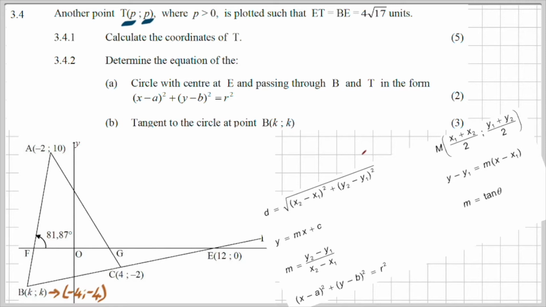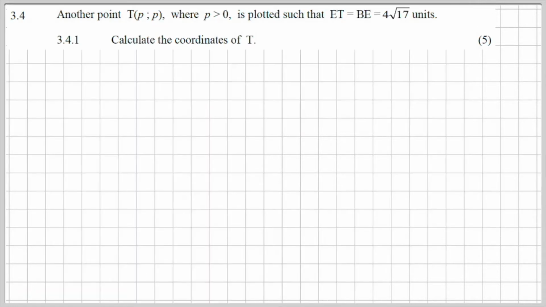I want to just highlight how many marks? 5 marks. That means it could take you anything between 5 and 8 or 10 lines to do it, depending on the examiner. So it's a bit of a meaty sum. But let's look at how I analyze this.